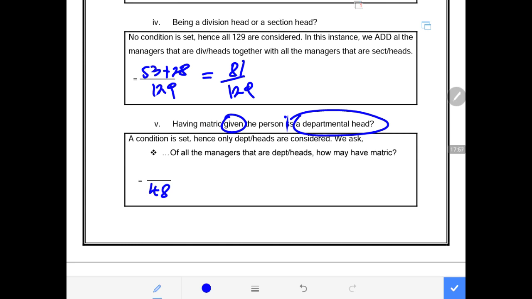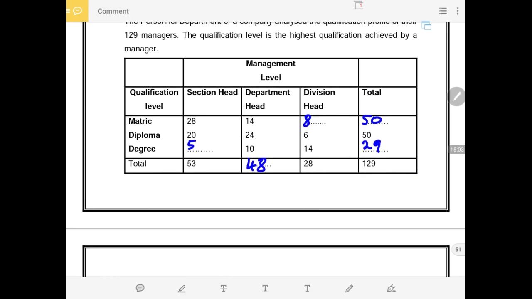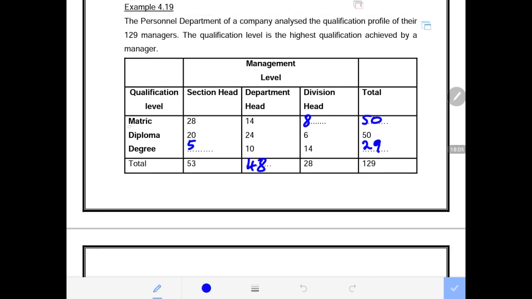We look for the metric, who are the departmental head. So now let us go there to our table, and I hope it will be easy also for you to grasp this. Having metric, is it 28? No, because this is the section head. Having metric, do we take the 14?